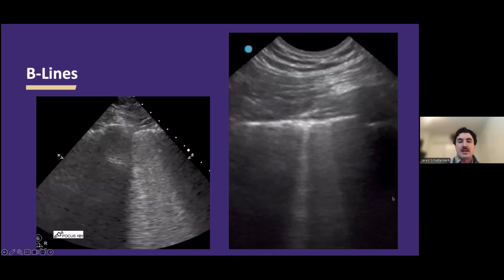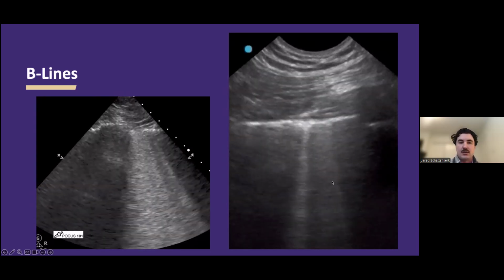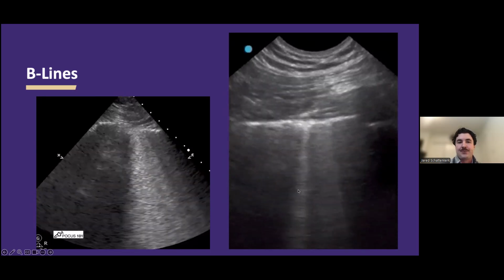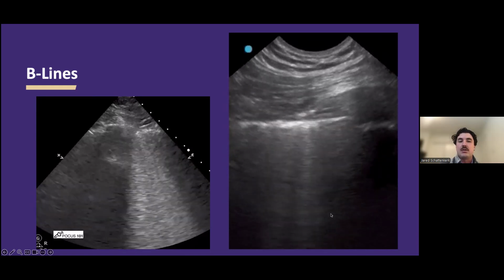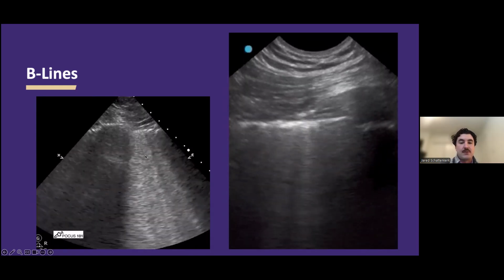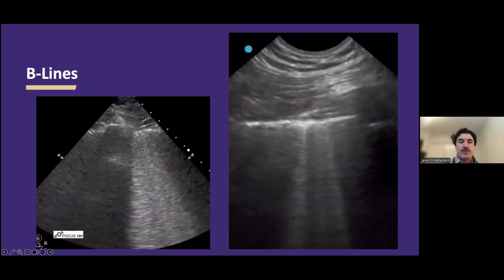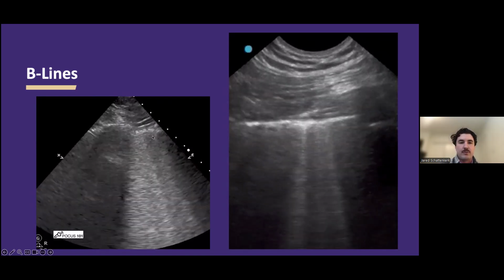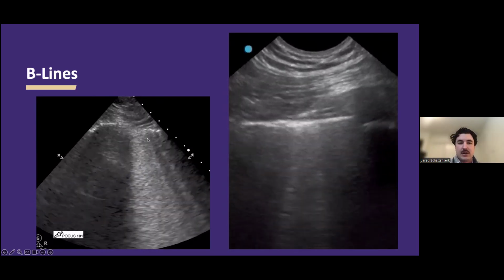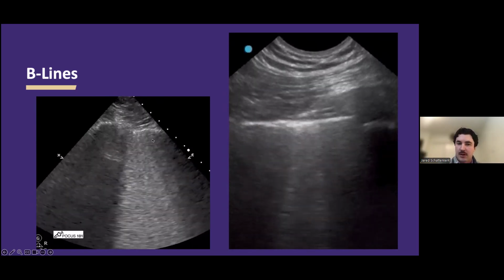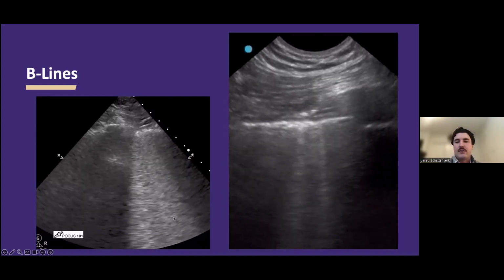And so B lines initially will start with a mild, moderate alveolar filling process. You'll get these thin B lines. And then as the alveolar filling process continues to progress, it'll be more difficult to differentiate between singular B lines. And so it'll appear more like this, kind of this large confluent B line. Even though you might only see one B line here, really this is just a number of B lines that have all become confluent with one another. And so that's representative of a more advanced alveolar filling process.